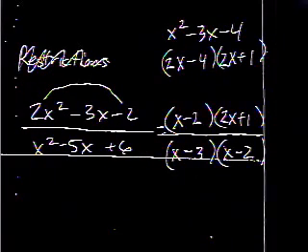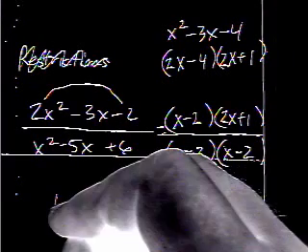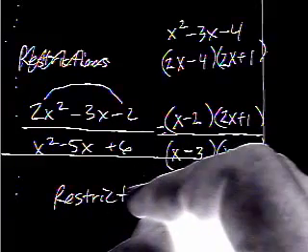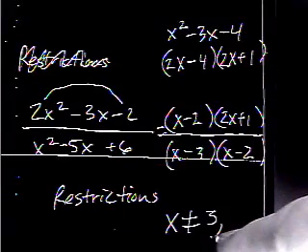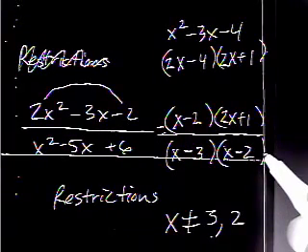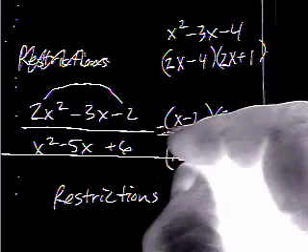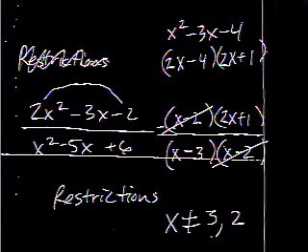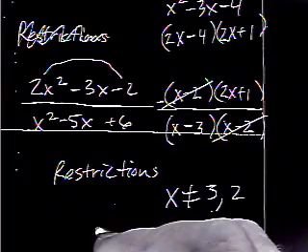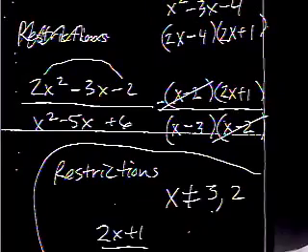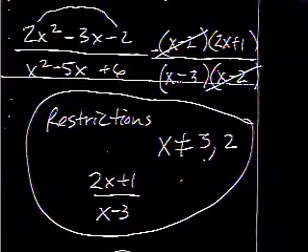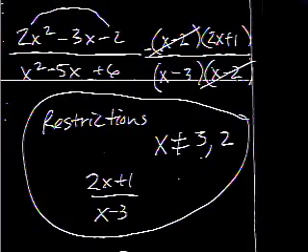Product is 6. Sum is negative 5. Okay, so I've got it in that form. What are my restrictions? x cannot be equal to 3 or 2. Now, I can reduce that a little bit now that I've gotten my restrictions, so that my final answer is 2x plus 1 over x minus 3, as long as x does not equal 3 or 2. 3 or 2 would be the restrictions.